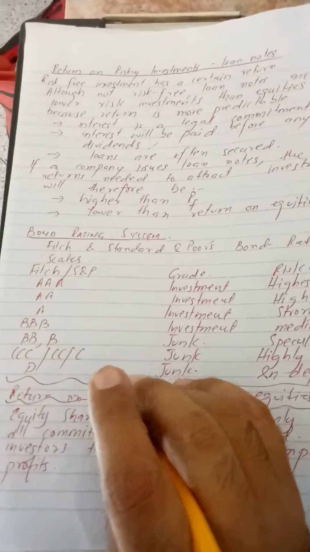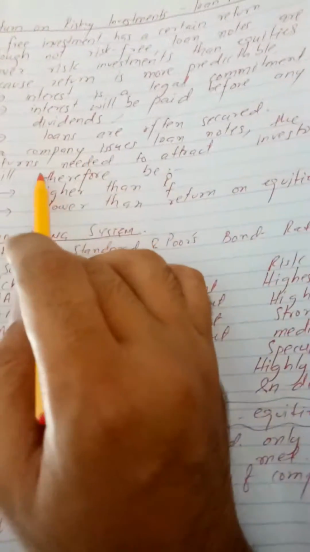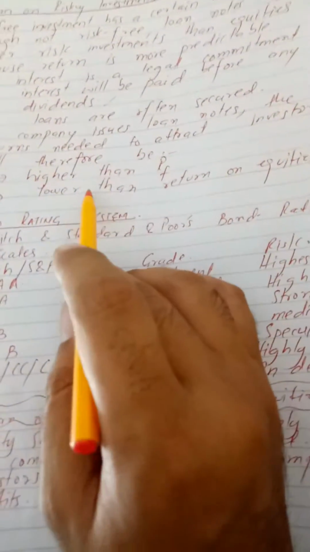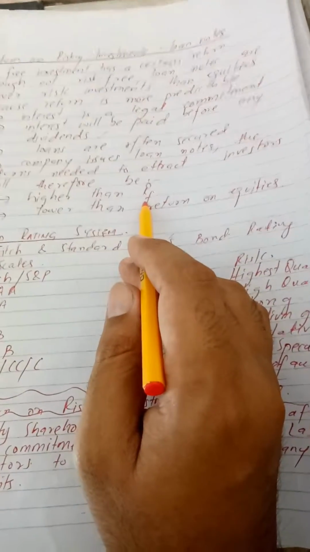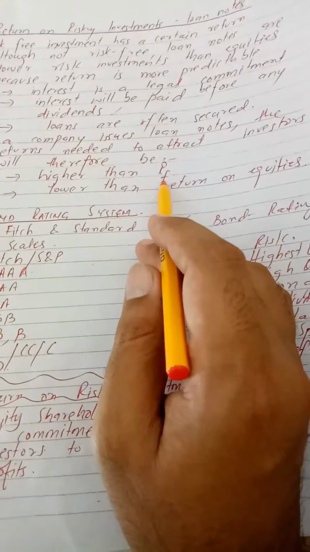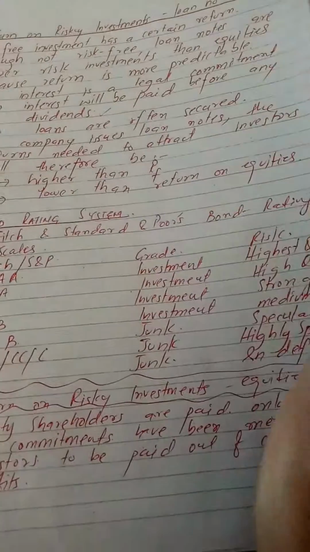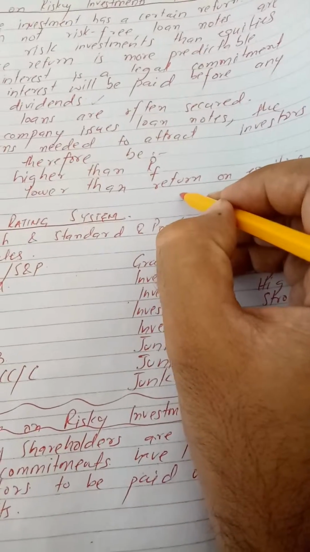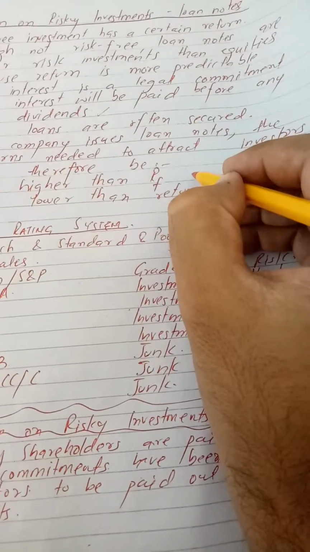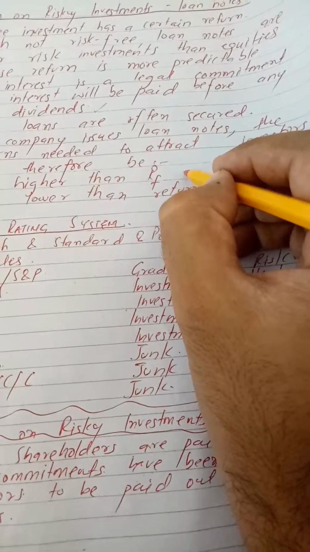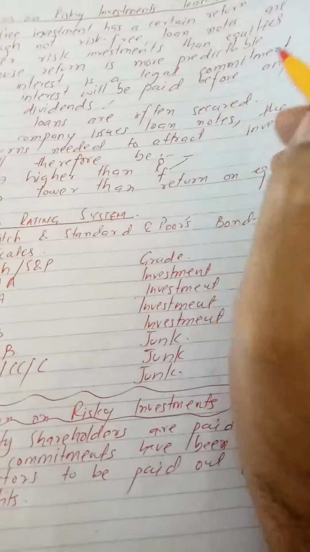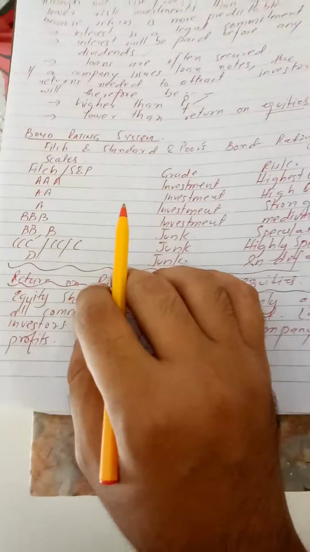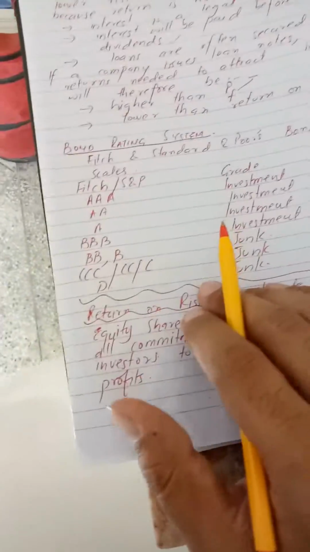so that means they are fairly secured. If a company issues loan notes, the returns needed to attract investments will therefore be higher than RF, which is the risk-free rate of return. The minimum rate of investment is obviously higher than RF, lower than the rate on equities. That means the returns on the loan notes will be higher than RF, but below equities. Obviously, we know that equities are less secure because of the unpredictable nature of return.